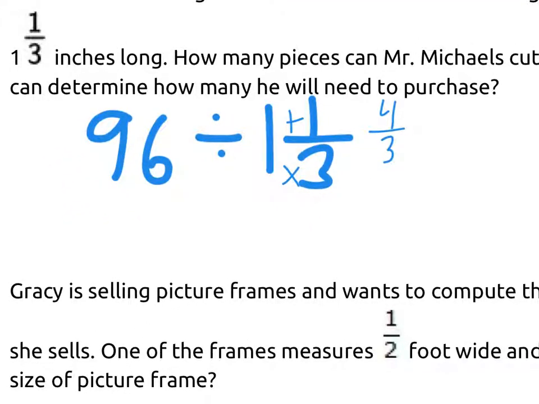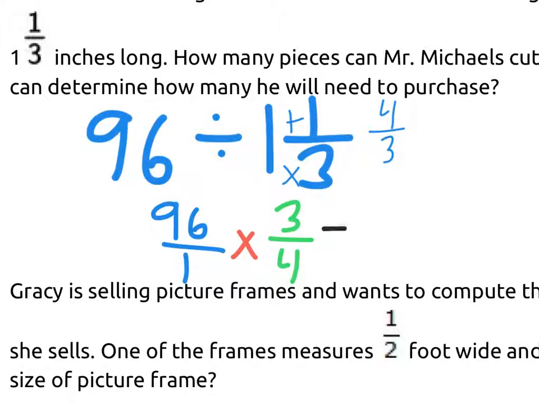So I'm going to keep my 96. I'm going to call it 96/1. I'm going to change my sign to multiplication. And then I'm going to do 3/4 because I have to flip that final one. Now I just multiply straight across to the bottom because it's easy. 1 times 4 is 4. And 96 times 3 is going to be 288.